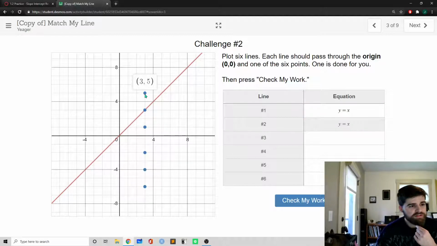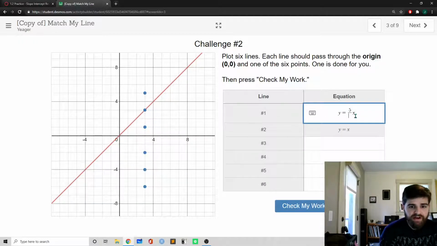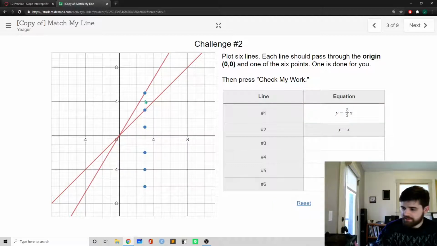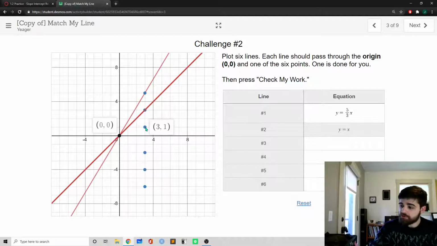Okay, so for this first point, I want to go through the point 3, 5. So from 0, 0, I need to rise 5 and run 3. So that's going to be my slope. My rise over run will be 5 over 3. Go ahead and check my work and see how I did. Nailed it. Cool. For the next one, I need to go up 1 unit for every 3 units I run. So again, going from the origin to this point, that's up 1 over 3. Your slope is your rise over run, so 1 over 3.